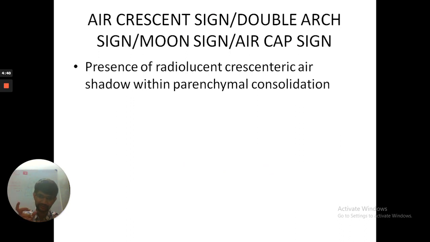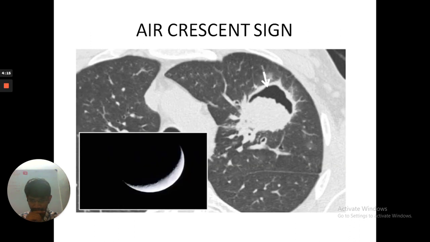Air is gas, crescent is like a crescentic shadow. So when you see presence of air in the crescentic form within the lung parenchyma, we call it as air crescent sign. Okay, as simple as that. Presence of air in a crescentic form within the parenchyma. And to add one word, within the parenchymal consolidation, we call it as air crescent sign. Okay, that is the meaning of air crescent sign.